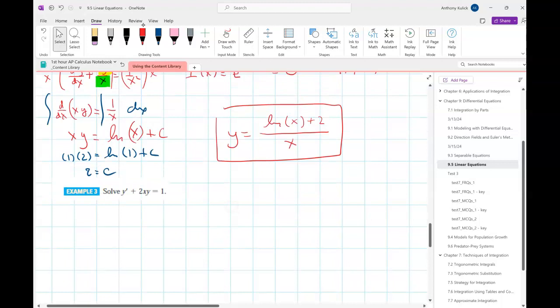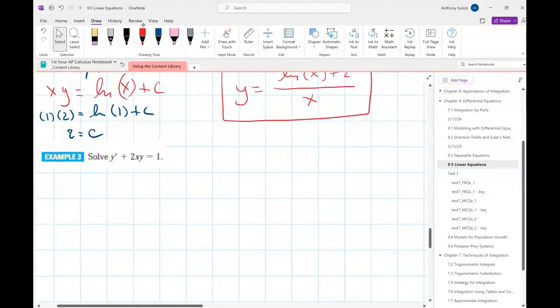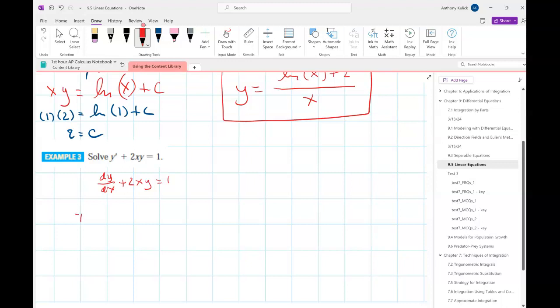All right, one more example, and we'll call it a day. What do you think? Is this not bad either? We've done much worse than this, right? Yeah. We've done much worse than this. All right. So is this in the linear form? Yes. What's my p of x? 2x. Everybody agree?